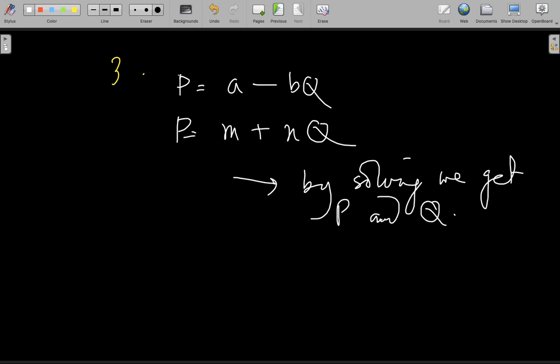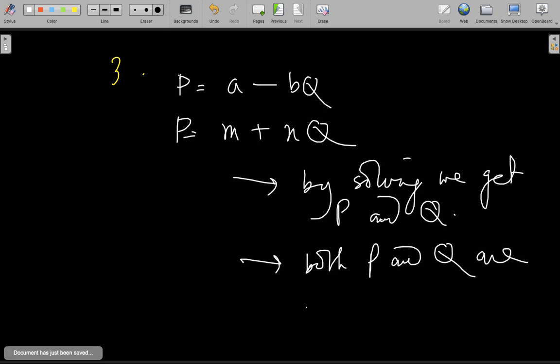And that is why, because both P and Q are results of the model, both P and Q are endogenous. Okay, so that is what you have to understand. The way we treat a variable as exogenous or endogenous, we build our model accordingly. P and Q are endogenous.